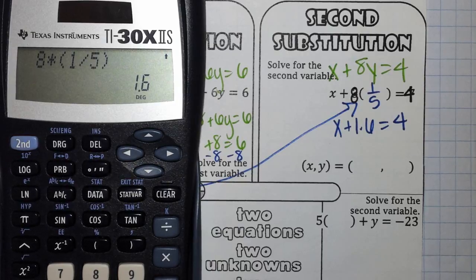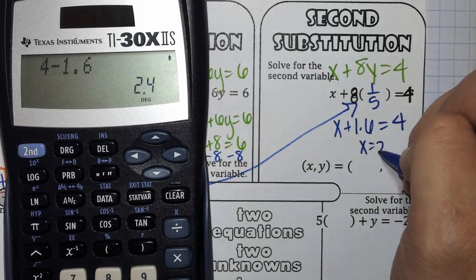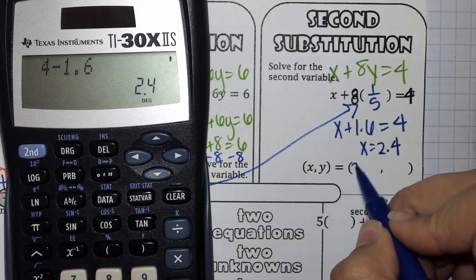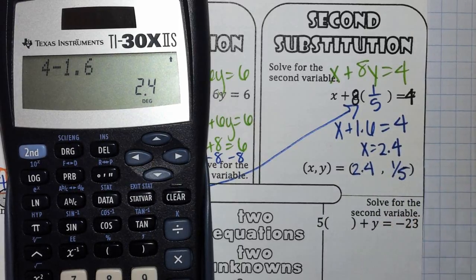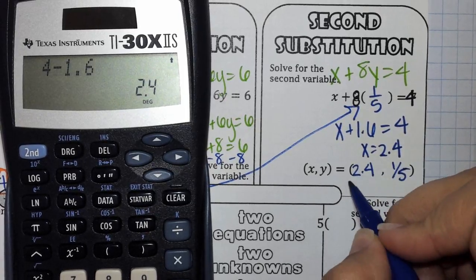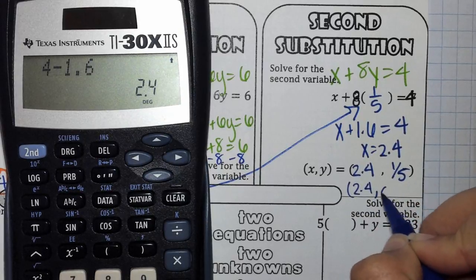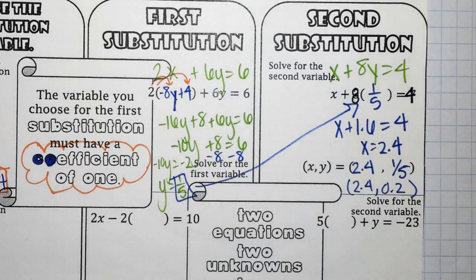Now what do I do from here? Am I done? I have to subtract 1.6, right? So what's 4 minus 1.6? 2.4. So it's 2.4 and 1/5. Now, we want them either to both be decimals or both be fractions. So we could write it as 2.4, 0.2. That's it. And we're done with that problem.